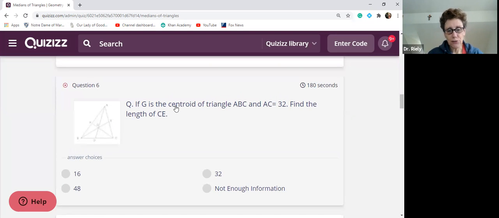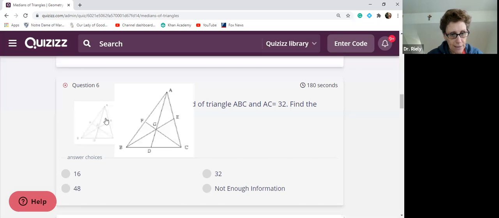Okay, so if G is the centroid, the second they say it's a centroid, it means that it is the place where the 3 medians cross. So it's inside the triangle. And the triangle is ABC. They're telling me that AC is 32, and they want to find CE. Let's look at our drawing. AC is the outside of the triangle. So if the whole thing is 32, then CE has to be half of it because E is a midpoint. So the answer would be 16.